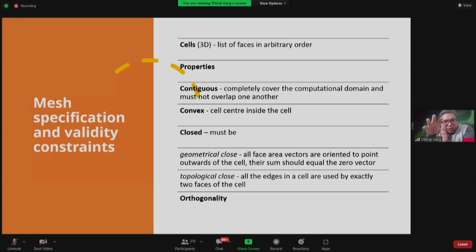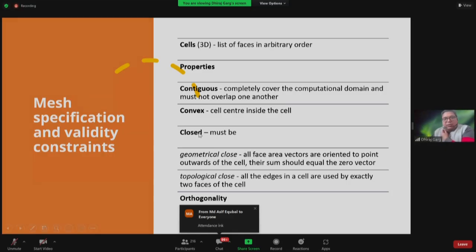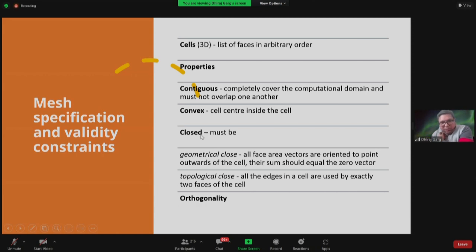So such structures are called convex. If it is going outside at even a single point, then that geometry is not convex. This is to ensure that every line connecting any two points is within the cell itself. Then another property should be closed. Then the cell must be closed.